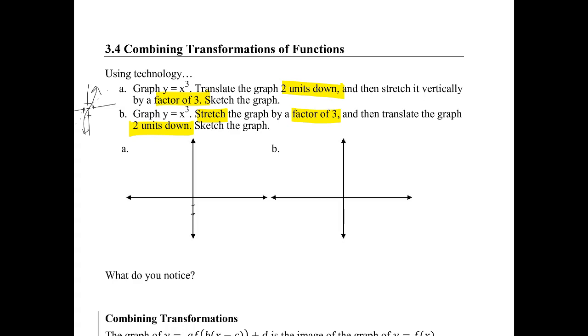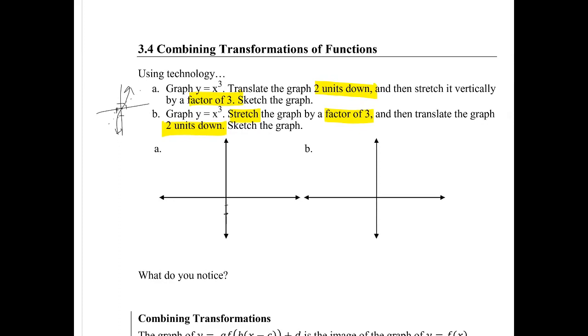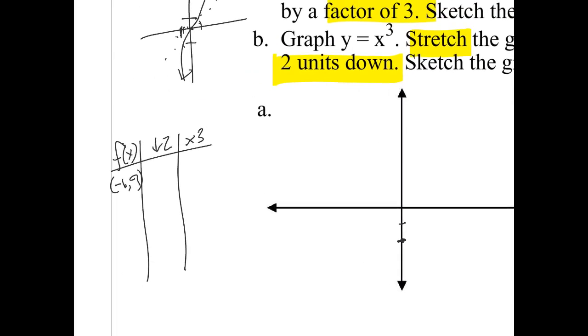But then I have to, maybe if I do mapping notation, that would help. So f of x, parent function, down 2, and then stretched by 3. So originally I'm at (-1, -1). Got (0, 0), and I've got (1, 1). And to move them down 2, I would go (-1, -3), (0, -2), and (1, -1).